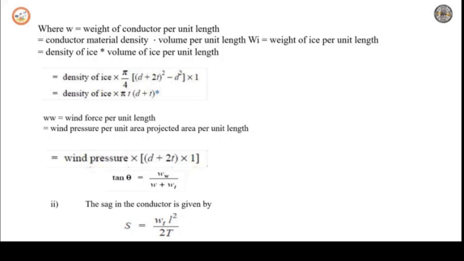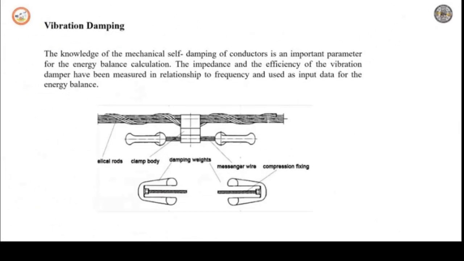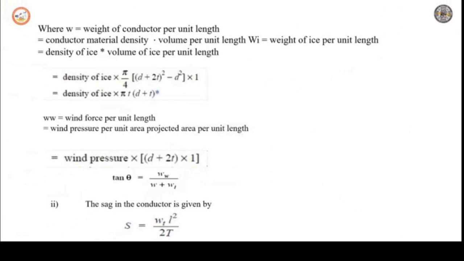As the slant sag S is in the direction at an angle theta with respect to the vertical, the vertical sag is the cosine component of the slant sag S. So the vertical sag we will call S cos theta. So this completes the effect of wind and ice loading on transmission lines.